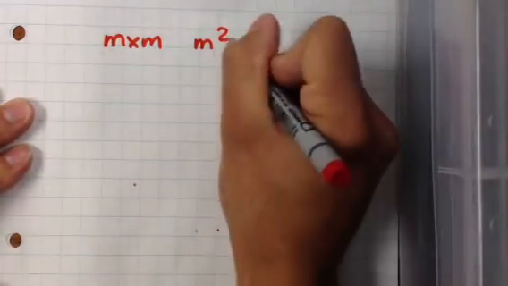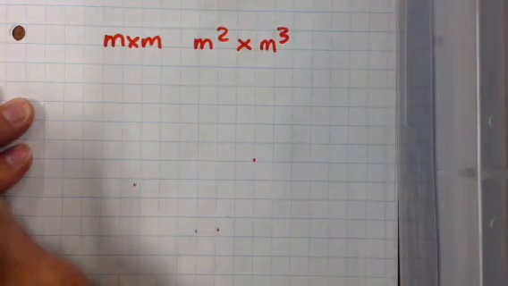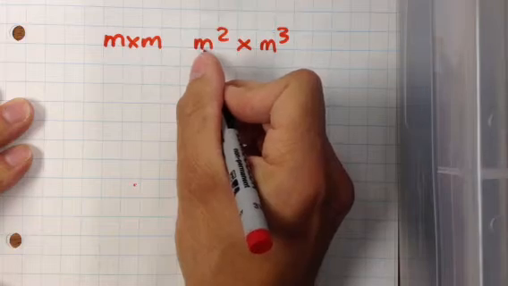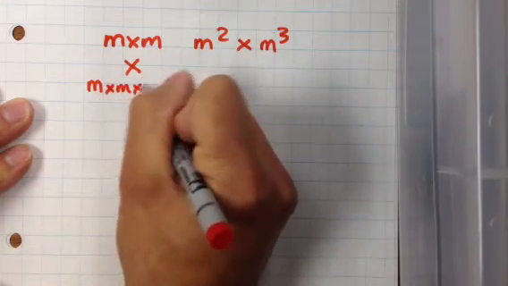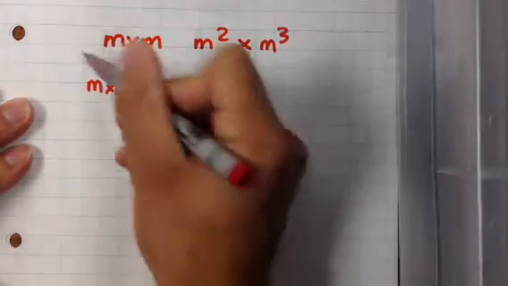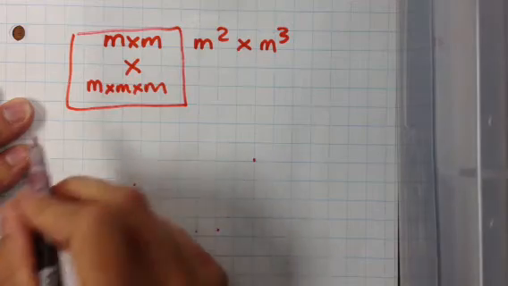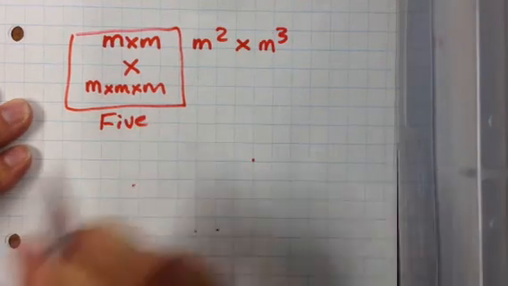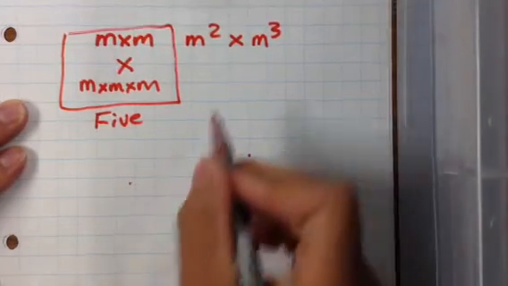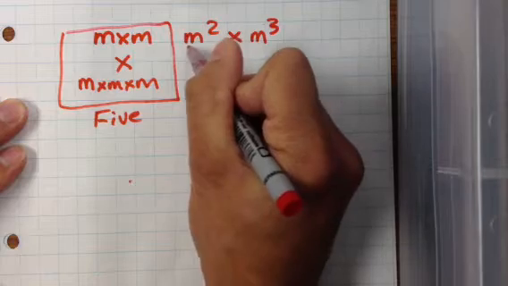And if I wanted to multiply an m squared times an m to the power of 3, I'm really multiplying 2 m's by 1, 2, 3 m's. And if you counted all the m's here, how many would you have? And if you think about it, it's just easy. There's 5.